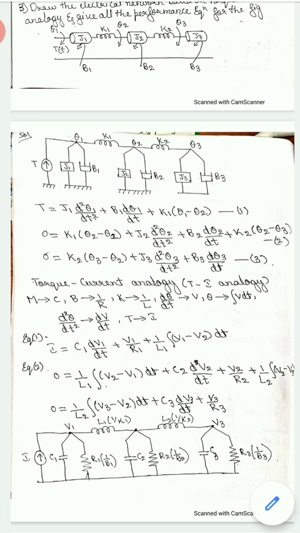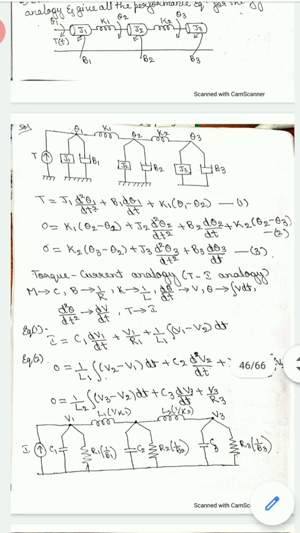Next, for theta 2, J2 is connected, B2 is connected. Next, K2 is between theta 2 and theta 3. For theta 3, J3 and B3 are connected. Draw theta 1, theta 2, theta 3. It is a rotational system.